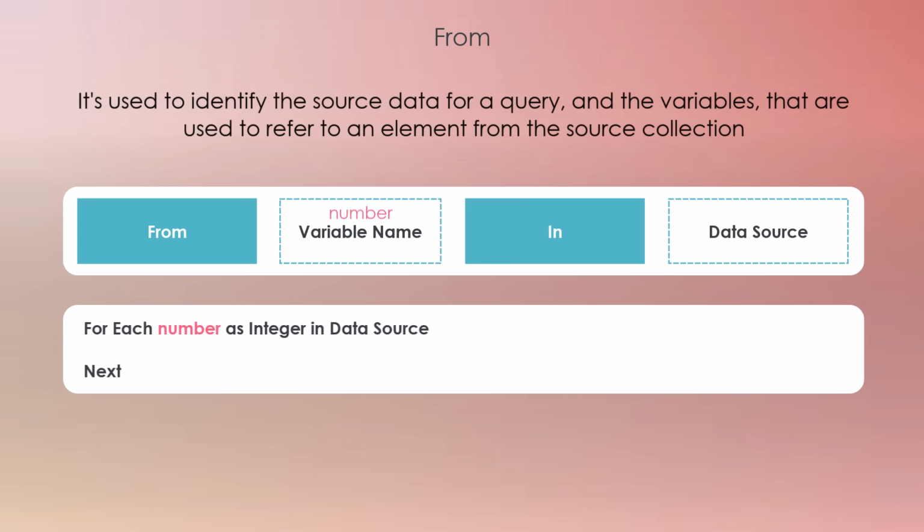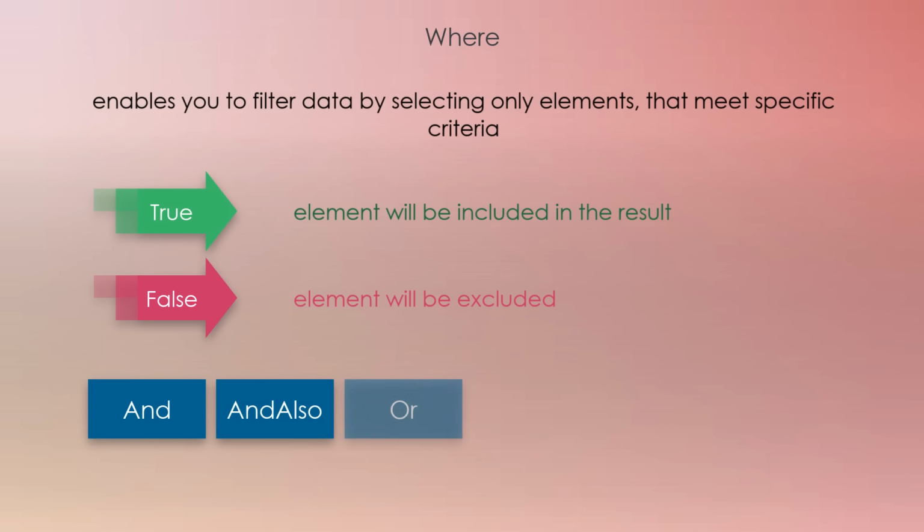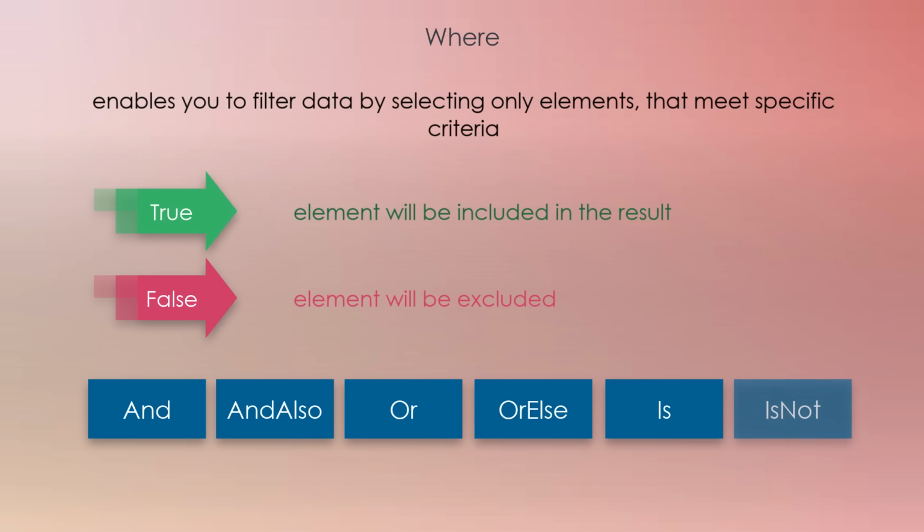The next one is Where. This enables you to filter data by selecting only elements that meet specific criteria. If the condition is true, the elements will be included in the result, else they will be excluded. To use Where, we have to set an expression that returns true or false. To write the expression, we can use logical operators, like AndAlso, OrElse, IsNot.